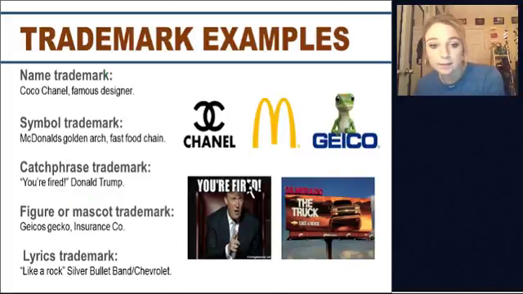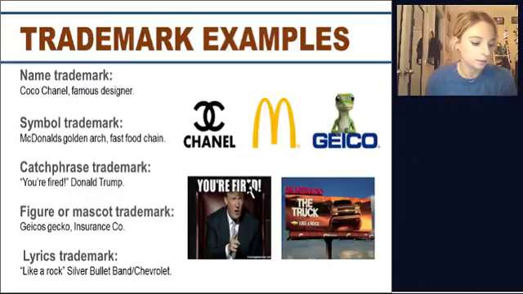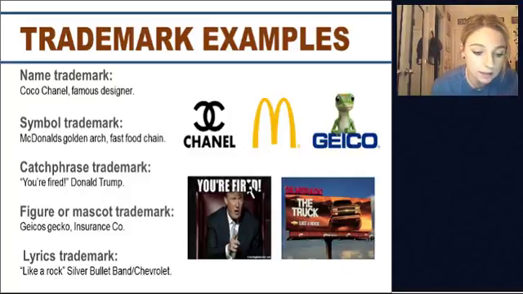So, some trademark examples that I have. There are name trademarks like Coco Chanel, who is a famous designer. There's symbol trademarks like the McDonald's M, which is a fast food chain, but it has no name, and people know what the golden arches are. There is catchphrase trademarks, which are identifiable to a person or a company. So the "You're fired" phrase from Donald Trump from his show The Apprentice would be a catchphrase trademark. There is also figure or mascot trademarks. So the gecko from Geico Insurance Company is recognized nationwide for Geico, and that would be a little mascot.